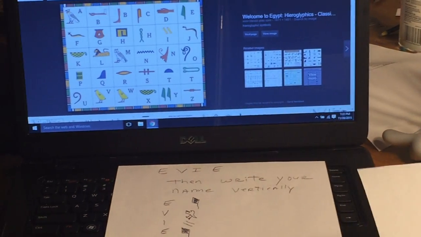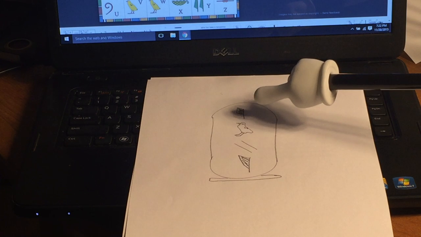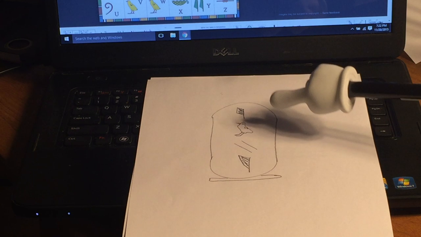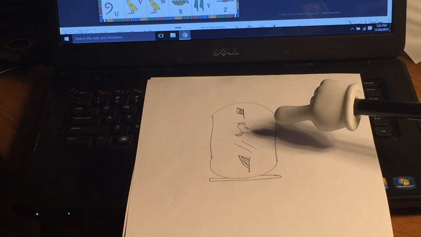When I place those symbols in the oval shape, which is the Egyptian cartouche, this is what it looks like. I hope you enjoyed this lesson today on how to create the Egyptian alphabet in the Egyptian cartouche.